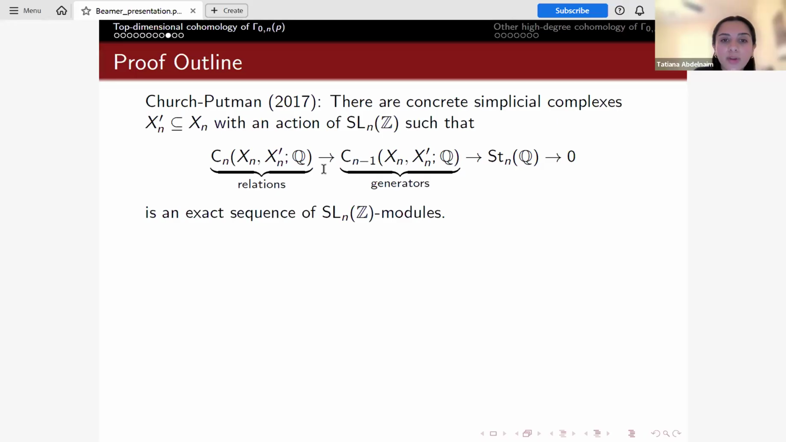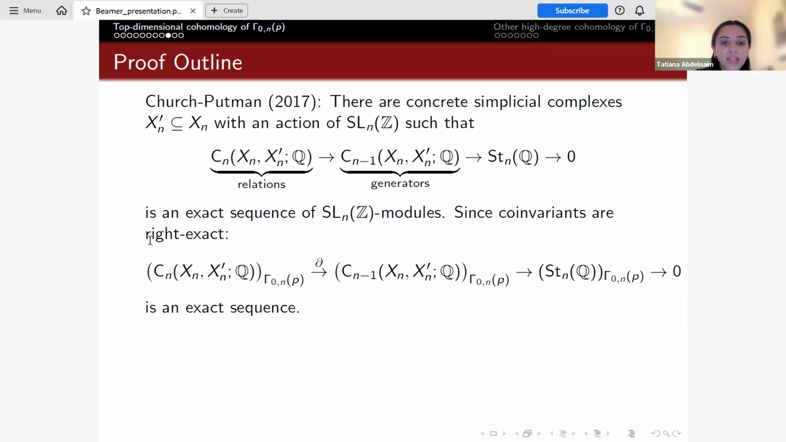And so this map right here is just the boundary map, just the differential going from the n chains to the n-1 chains. And I did say the Steinberg has generators and relations, and so basically they construct the sequence using generators in this term right here, and then using relations right here. And the reason I want to use this presentation is because I'm interested in coinvariants, and the coinvariants are a right exact functor. And so now, if I take coinvariants everywhere, I still preserve exactness. So now we have this exact sequence.